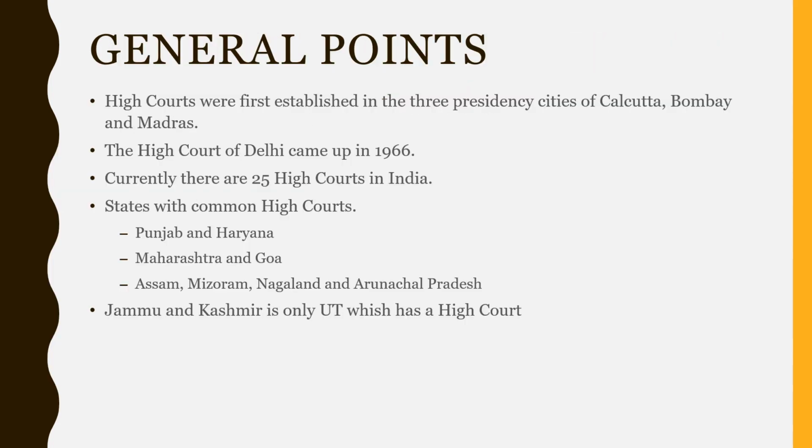Okay, so let's discuss some of the general points. The first high courts were established in the three presidencies of British India: Calcutta, Bombay and Madras. The High Court of Delhi came up in 1966 and currently there are 25 high courts in India. The states with common high courts are Punjab and Haryana, Maharashtra and Goa, and Assam, Mizoram, Nagaland and Arunachal Pradesh, which altogether have one high court. Jammu and Kashmir is the only Union Territory which has a high court.